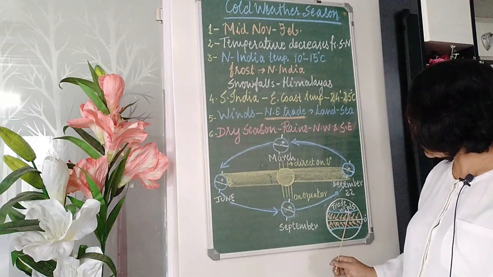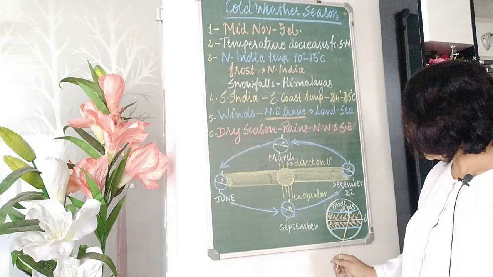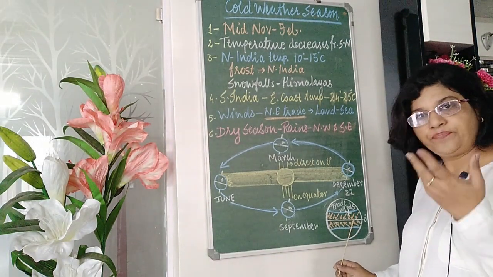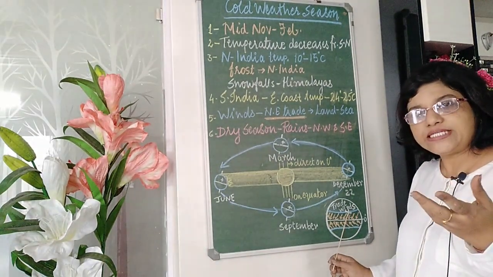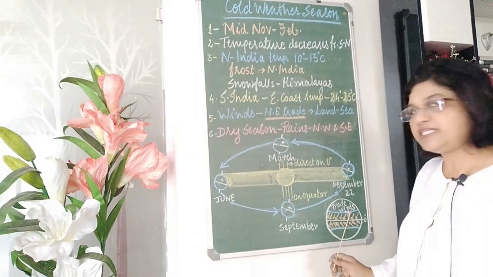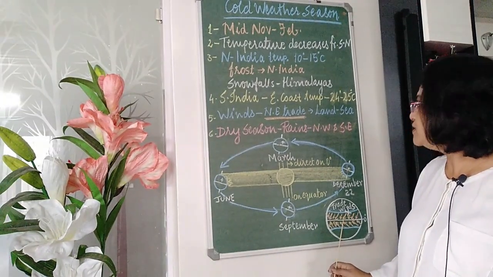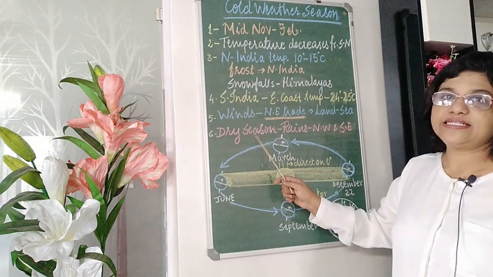So, the trade winds which are blowing in India are from land to sea. You can see here, children. These are called the trade winds, which are planetary winds which blow over the planet throughout the year, but due to some changes they may change direction or temperature. So, here the winds are blowing from the land to the sea, and hence it is a dry season.